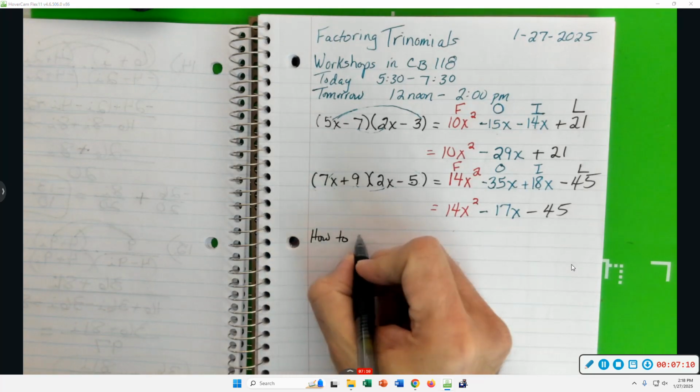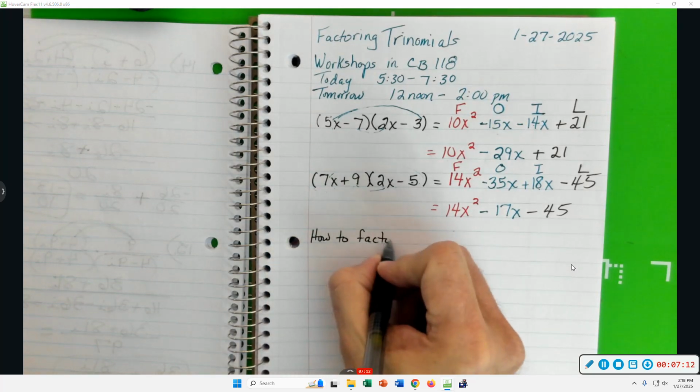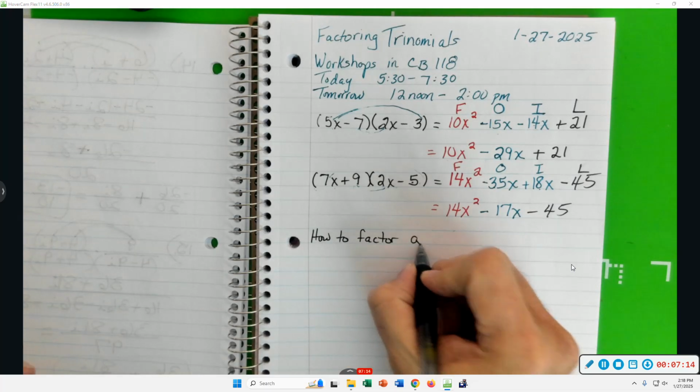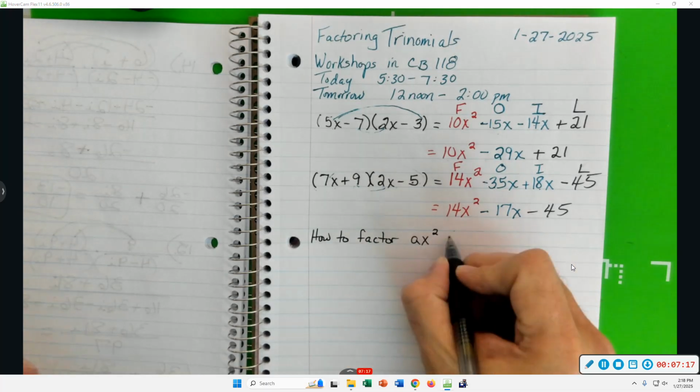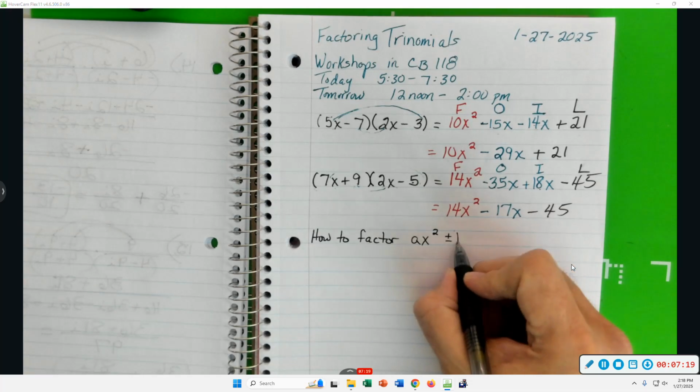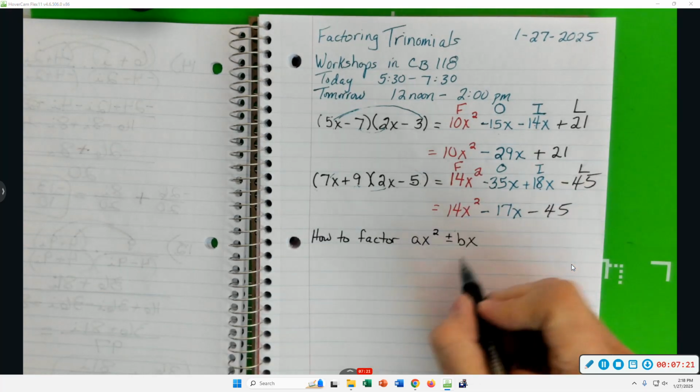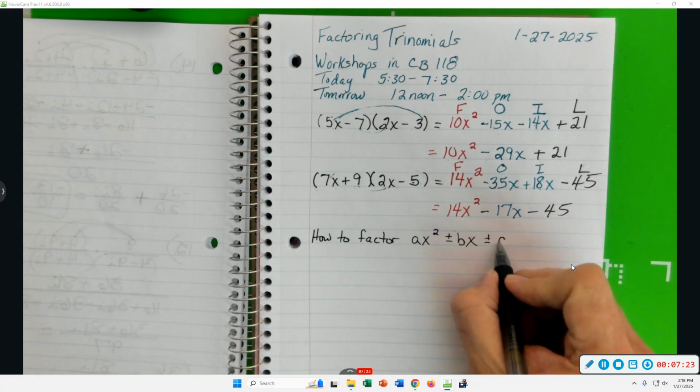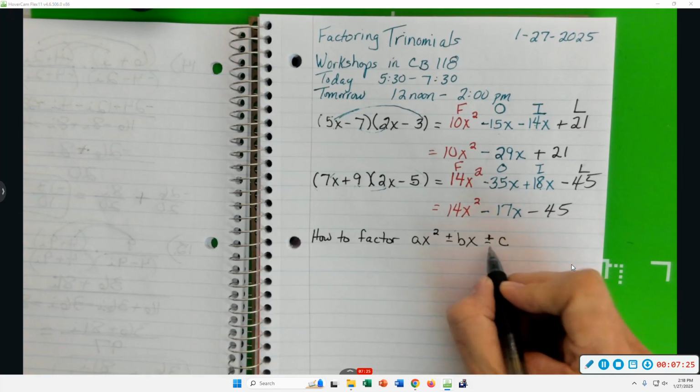I'm going to write a table about how to factor a trinomial. I'll write it like this: ax squared plus or minus bx plus or minus c. So a, b, and c are numbers.